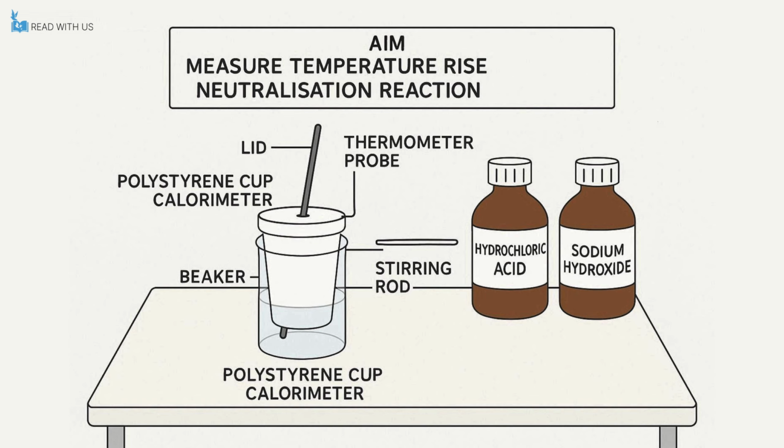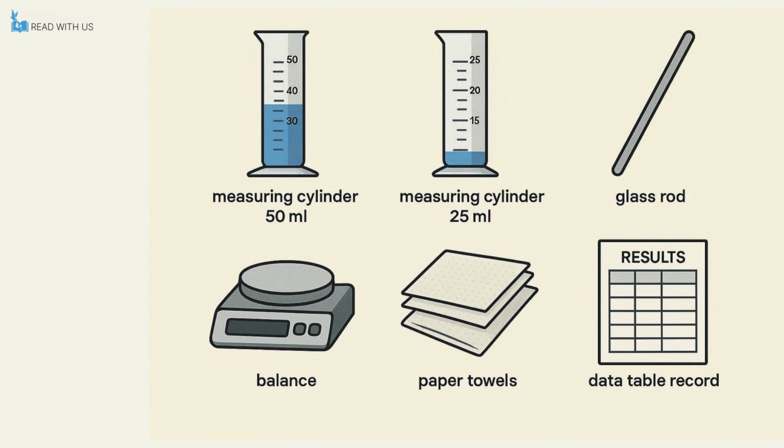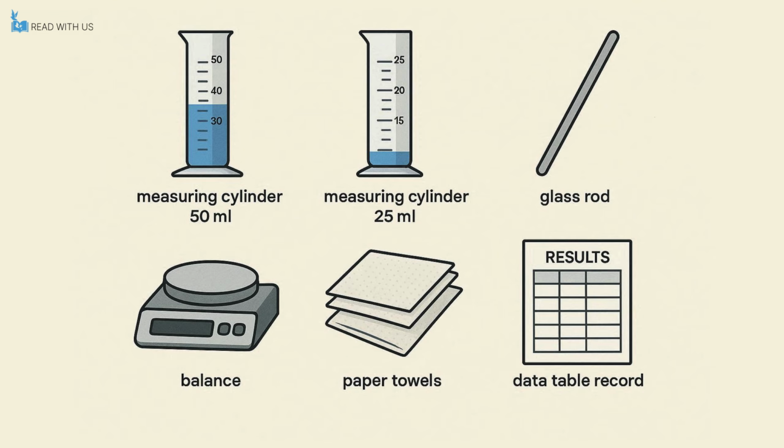On the screen, we show the insulated cup calorimeter setup with a polystyrene cup in a beaker, a tight lid, a thermometer or temperature probe, and the aim is to measure how variables change the temperature rise during a neutralization reaction between hydrochloric acid and sodium hydroxide. The apparatus panel lists measuring cylinders, a stirring rod, a balance, paper towels, and a data table, because clear equipment and recording keep the test repeatable and professional.